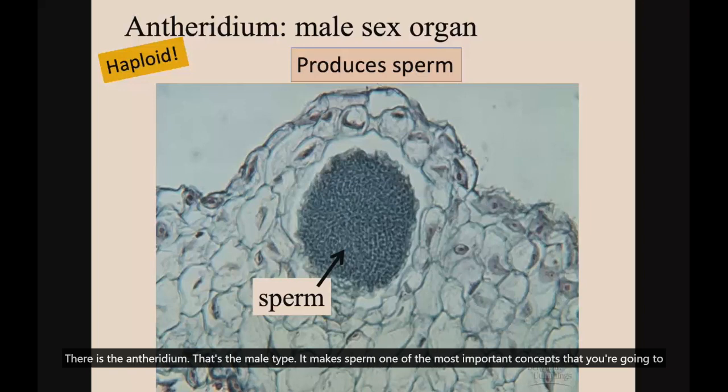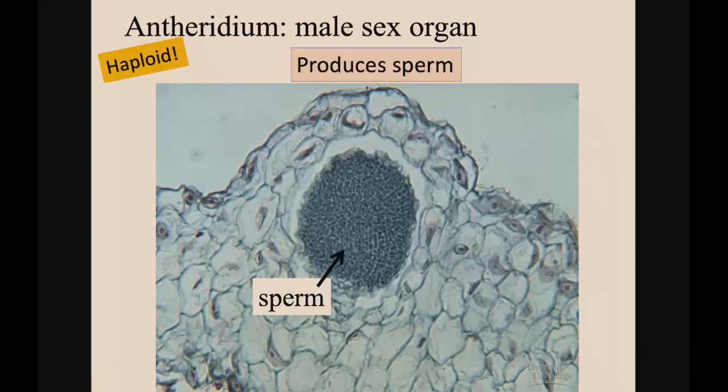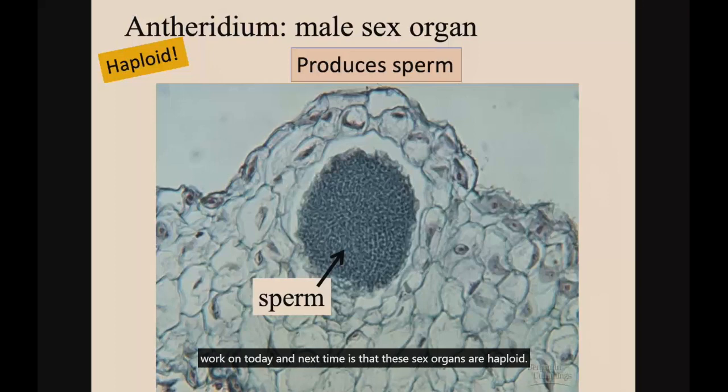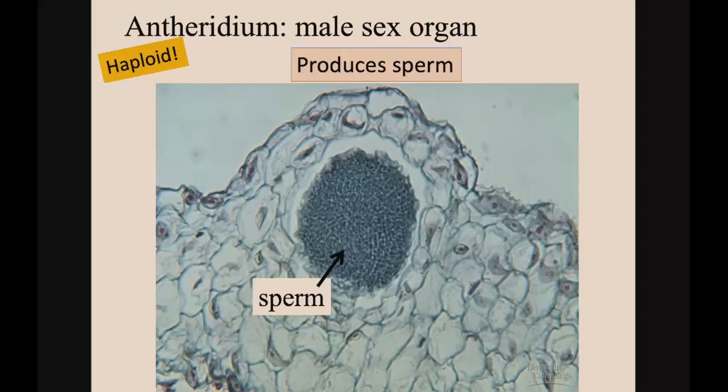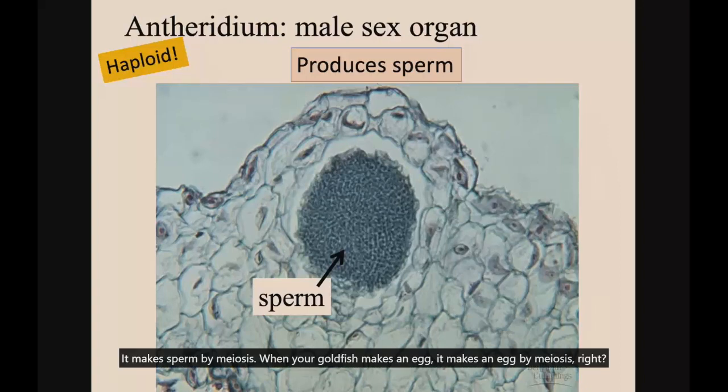It makes sperm. One of the most important concepts that you're going to work on today and next time is that these sex organs are haploid. The sex organs that you think of that make sperm and egg in animals are not haploid. They're diploid. When your goldfish makes sperm, it makes sperm by meiosis. When your goldfish makes an egg, it makes an egg by meiosis, right? Land plants do not do that.